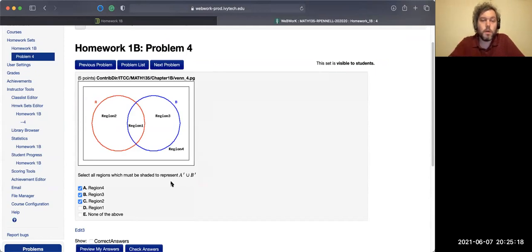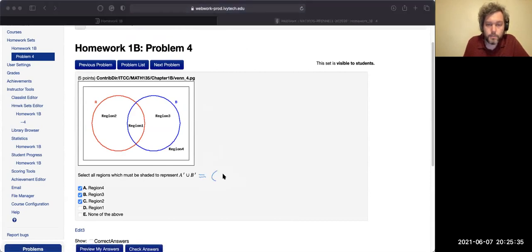Select all the regions that would be shaded with A complement union B complement. Well, with this, we can recall De Morgan's law. That would be the same thing as A. The opposite of A complement is A. The opposite of the union is the intersection. The opposite of B complement would be B. So by De Morgan's law, we have the opposite of the intersection. We have A intersect B complement.